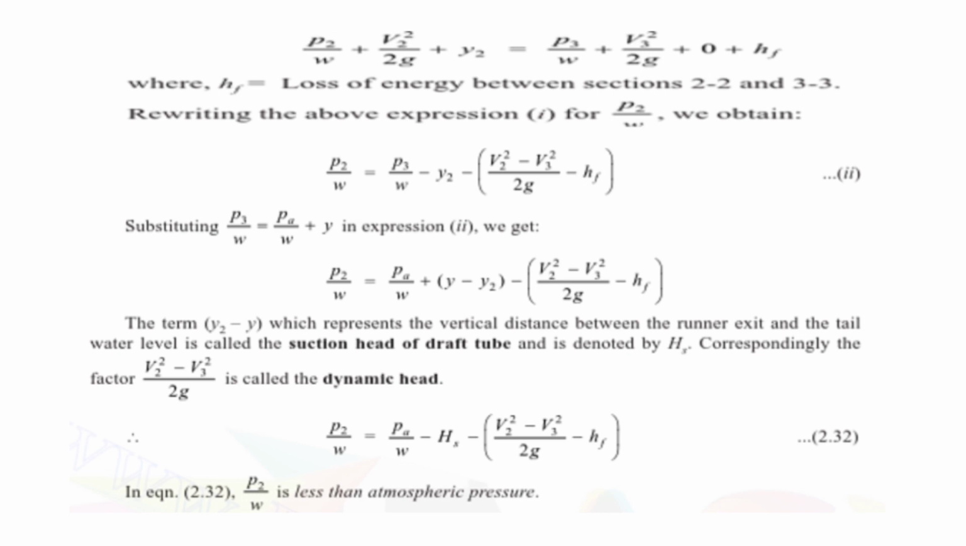Substituting P3 by W equal to PA by W plus Y in the expression, P2 by W is equal to PA by W plus Y minus Y2 minus V2 square minus V3 square by 2G minus HF. The term Y2 minus Y, which represents the vertical distance between the runner exit and the tailwater level, is called the suction head of the draft tube and is denoted by HS. Consequently, the factor V2 square minus V3 square by 2G is called the dynamic head. Then P2 by W is equal to PA by W minus HS minus V2 square minus V3 square by 2G minus HF. Then P2 by W is less than the atmospheric pressure.